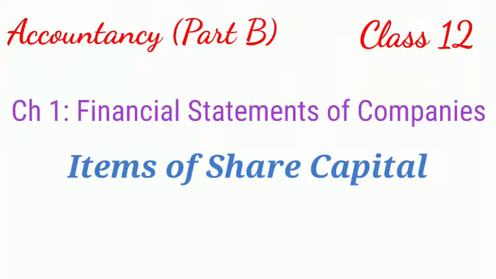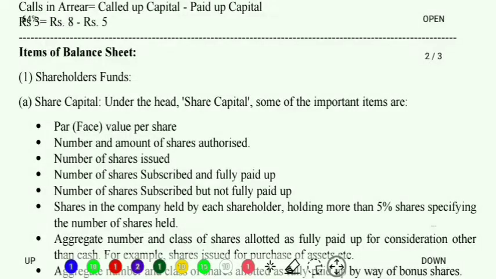Hey learners, welcome back. Now, after learning about the types of capital, we shall have a look at the important items that are present under the head share capital of the balance sheet. On the equity and liability side of the balance sheet, the first heading is shareholders' fund, and under shareholders' fund we have three headings A, B and C. A is share capital. So let's look at those items which are present under the head of share capital.